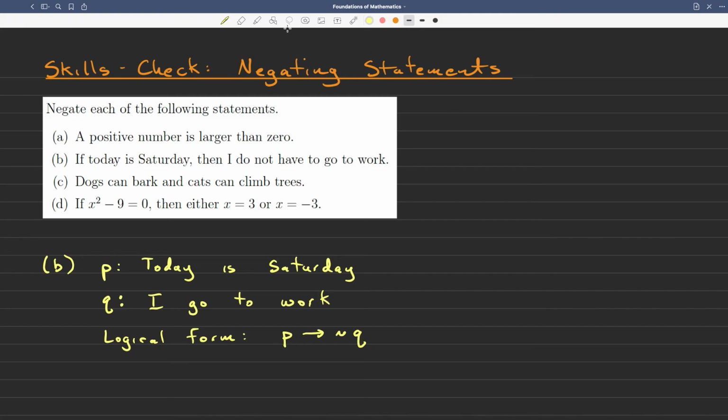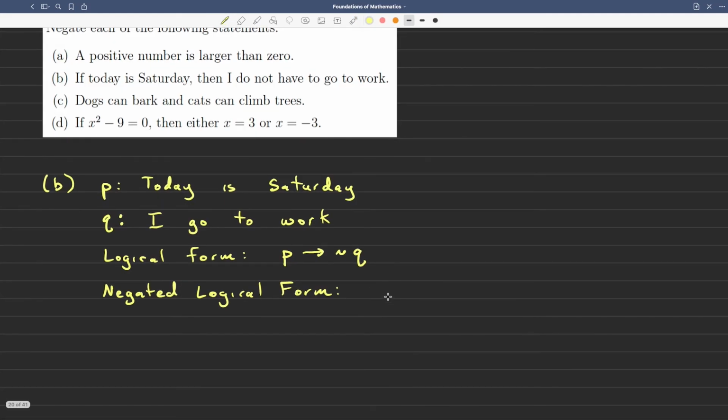I agree there was the word have in here: I do not have to go to work. But as far as the logic part of it goes, that doesn't really matter. So now let's negate it. The negated logical form is not (P implies not Q). According to the rule for how you negate an implication, that would be the hypothesis and the negation of the conclusion, which was not Q to start with.